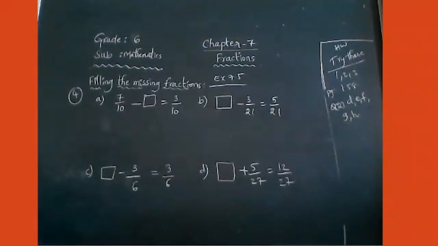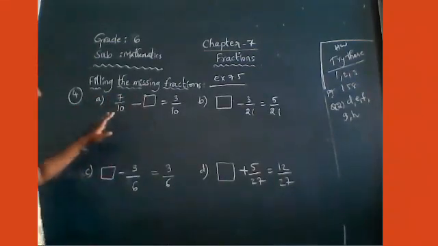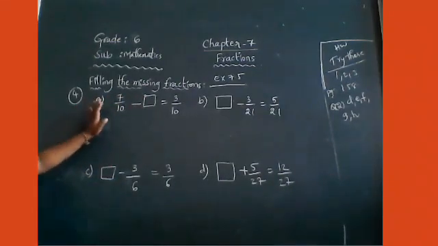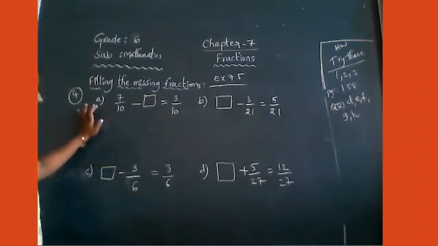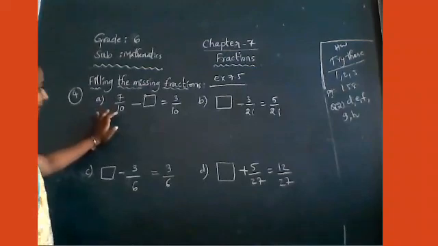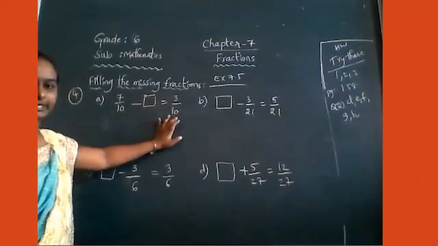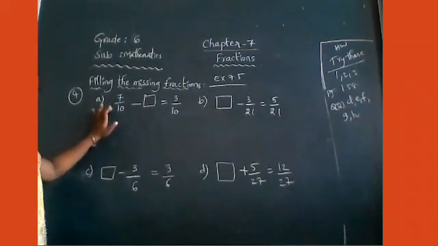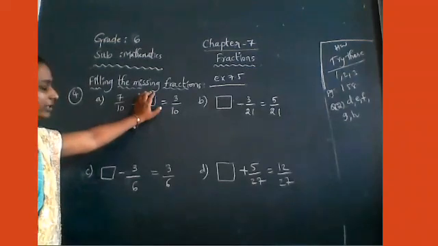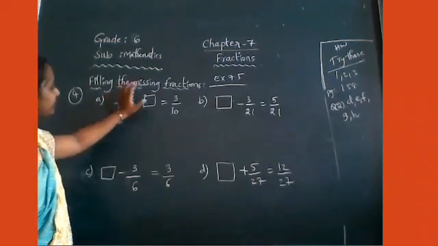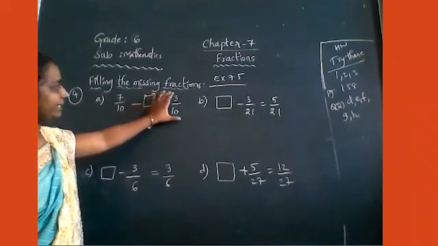Next one, fourth question. Fill in the missing fractions. Here we have to fill in the missing fraction. Observe the first one. A. 7 by 10 minus dash equals 3 by 10. Here one fraction, 7 by 10, is given. One more fraction we don't know. If you subtract the unknown fraction from 7 by 10, you will get 3 by 10.